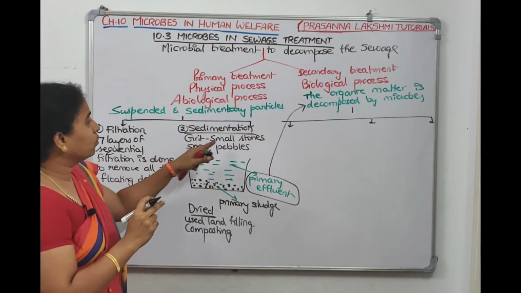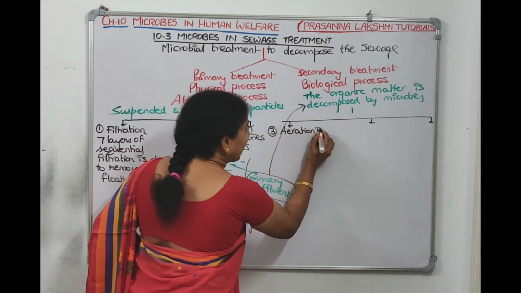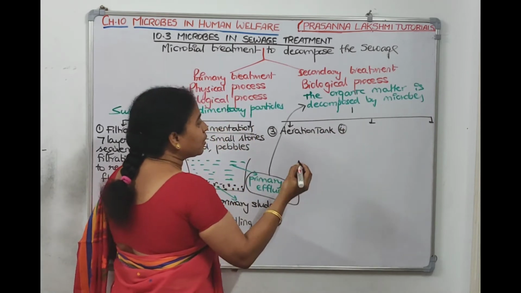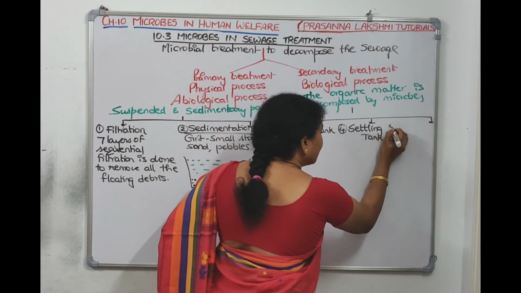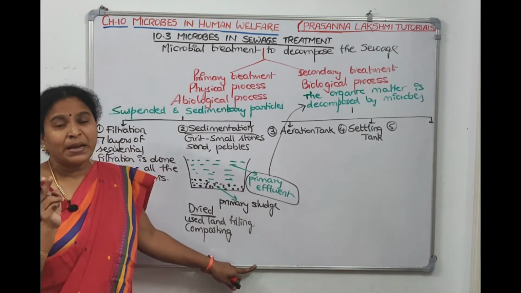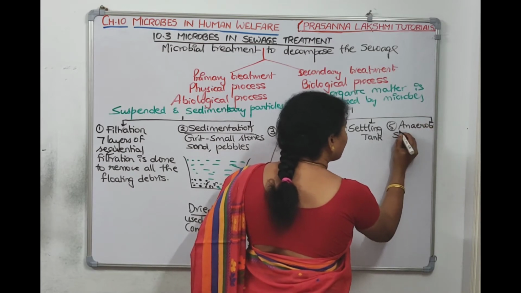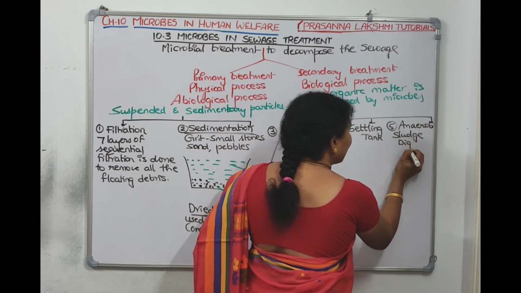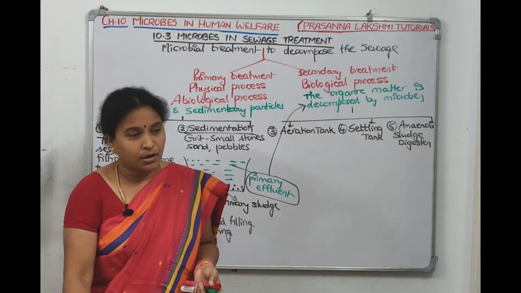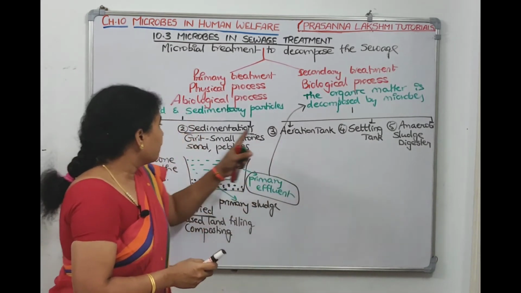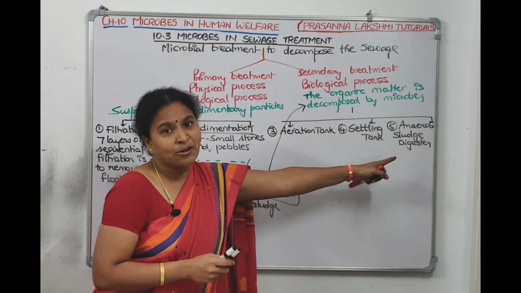So if I write 1, 2, 3, 4, 5, the third one is called aeration tank. The fourth one will be called settling tank. And the last one, the fifth one, will be called anaerobic sludge digester. Now they will give all these 5 and ask you to arrange them in order, so that's why I try to keep them in line. First filtration, followed by sedimentation, then aeration tank, then settling tank, then anaerobic sludge digester.